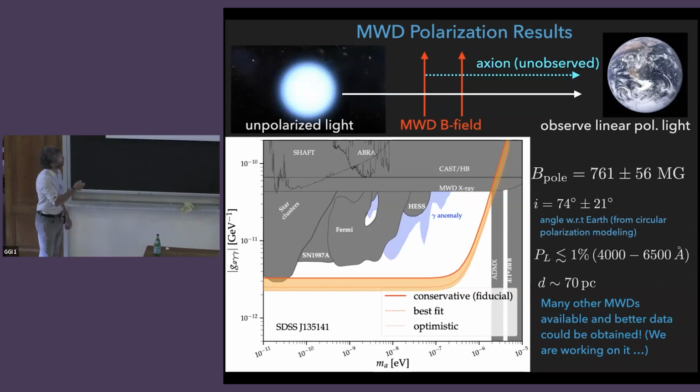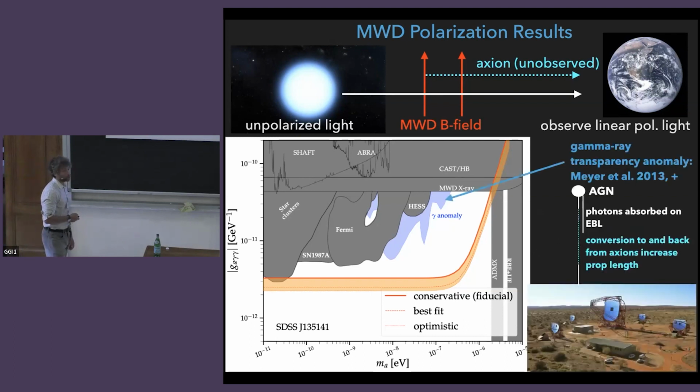So what you're seeing here in red is our fiducial 95% upper limit on g_aγγ, which I think is pretty robust because we can measure these magnetic fields very well. You can see in orange, that's the effect of the astrophysical uncertainties. If we were able to improve knowledge of the magnetic field and the inclination angle, we could perhaps collapse this to somewhere in there, but you can see it's relatively minor.